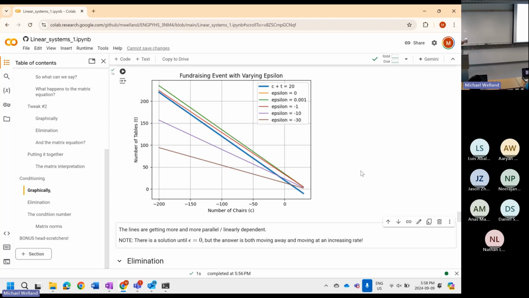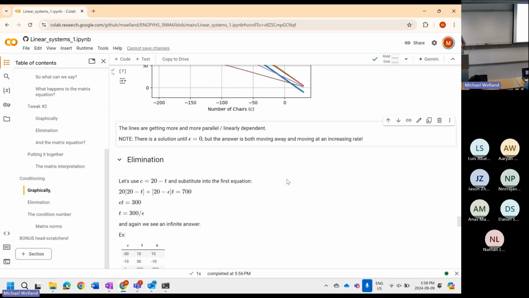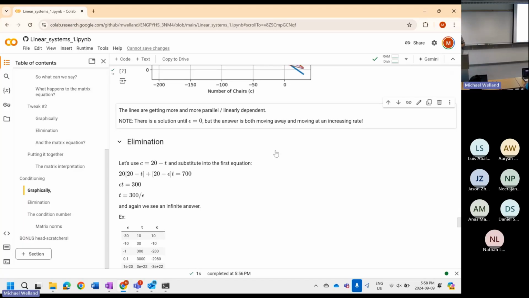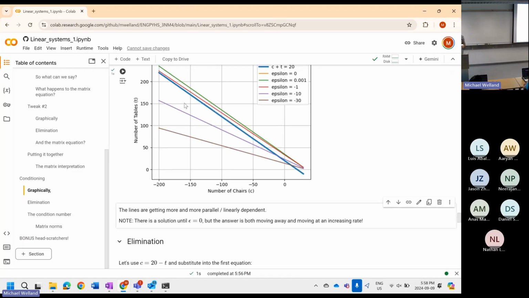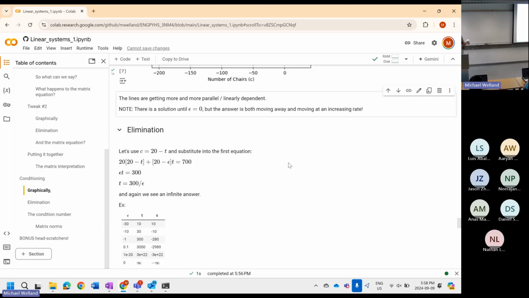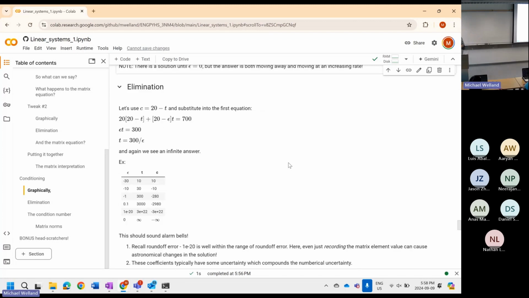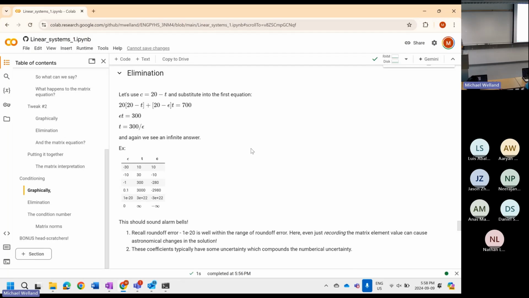So a solution does exist, but those lines are getting more and more parallel. And when those lines get more parallel, we're going to have more issues resolving where they actually touch, just like this. We can't even read off the solution because of the thickness of the lines. What that means numerically is that we're going to get what kind of error? Round off error. So when we do the substitution, we end up finding T is 300 over epsilon.